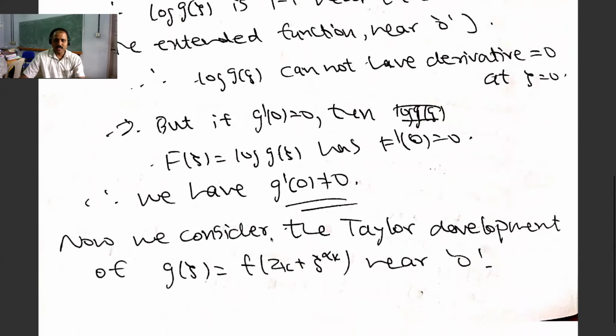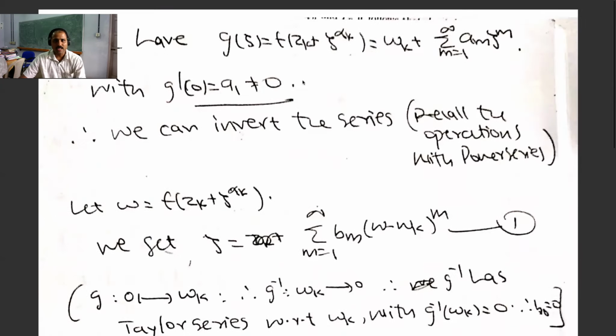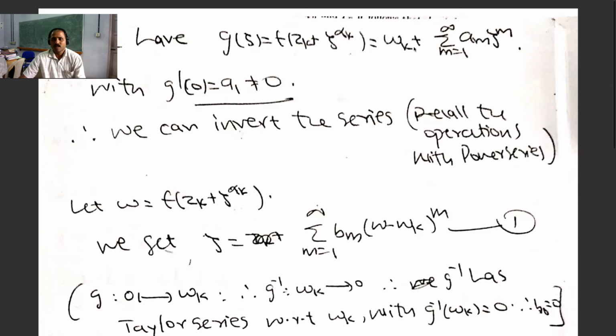Since G'(0) is not equal to 0, now consider the Taylor series of G(theta) around 0. G(theta) is by definition F of this thing. Now we consider its Taylor series expansion. G(theta) is of this form. Since G'(0) is not equal to 0, you have a_1 not equal to 0. So whenever a_1 is not equal to 0, we can invert the series.